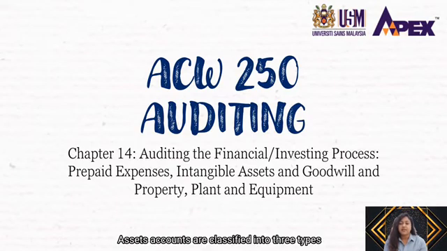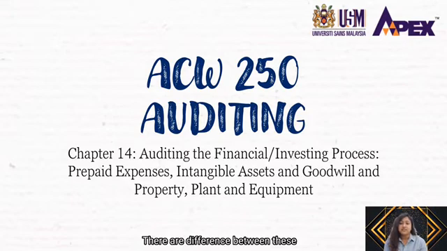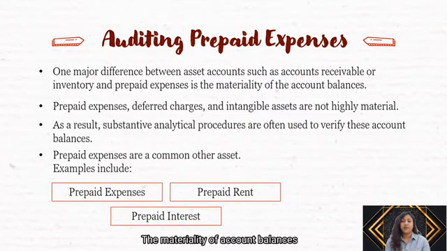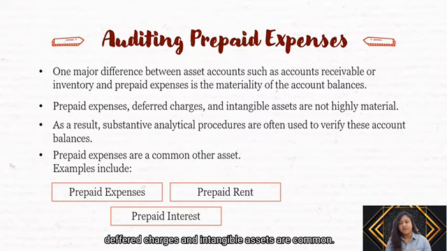Asset accounts are classified into three types, which are prepaid expenses, intangible assets, and property, plant, and equipment. While the audit approach for each category is similar, there are differences between these three asset account categories. The materiality of account balances differs between accounts receivable, inventory, and prepaid expenses for many entities. Prepaid expenses, deferred charges, and intangible assets are common.